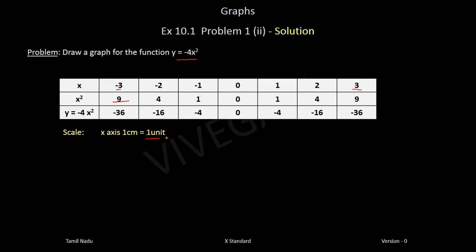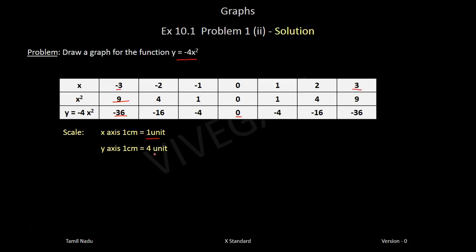Now coming to the y-axis, you see the range. It is ranging from minus 36 to 0. So we cannot have 1 centimeter equal to 1 unit, in which case we need 36 centimeters to mark this point. So we'll have to take the scale in this y-axis as 1 centimeter equal to 2. That also will be a little difficult. It will become 18. 2 is possible, but I've taken it as 4 centimeter. So 1 centimeter equal to 4 units.